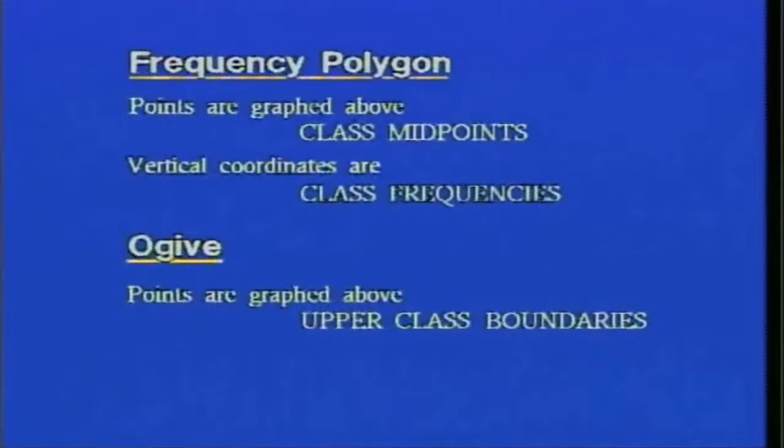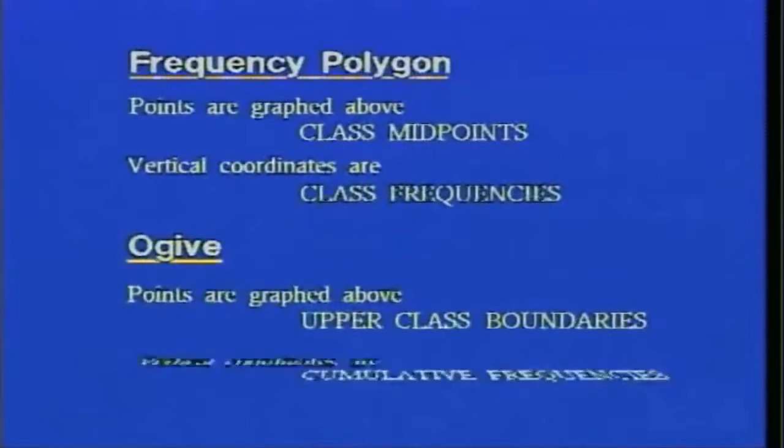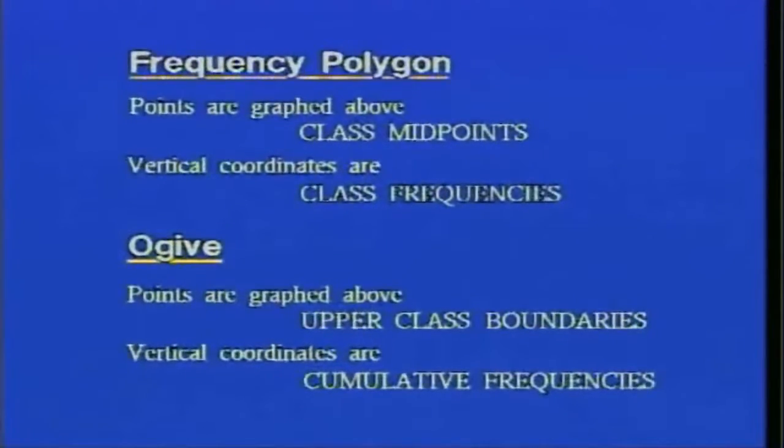Also, the vertical coordinates are class frequencies for the frequency polygon, and the vertical coordinates are cumulative frequencies when we structure the ogive.